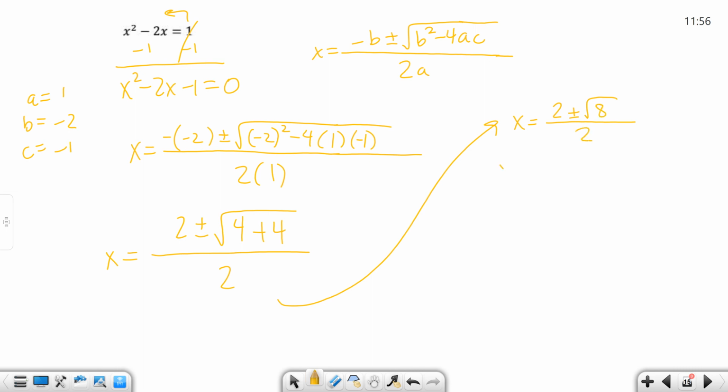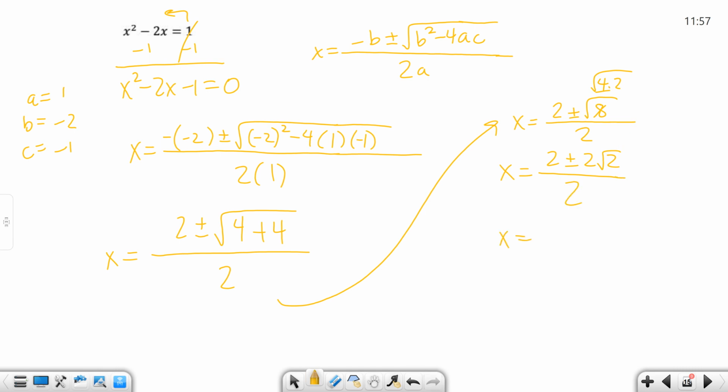Can I simplify the square root of 8? Well, yes. This is 4 times 2 under the radical. That comes out as what? So 2 plus or minus the square root of 4 is 2, and this 2 is left under. That 4 comes out there, right? That's where I get that from, over 2.